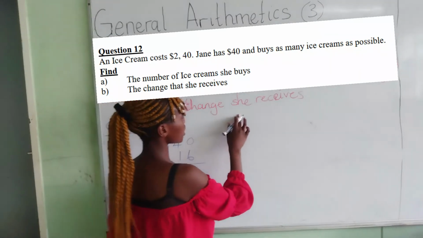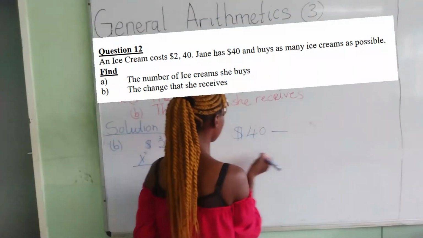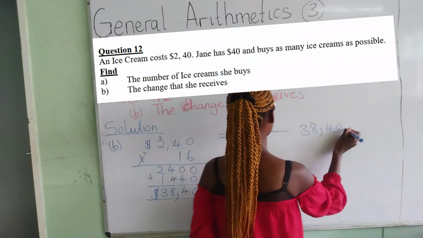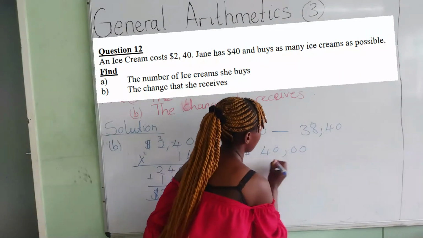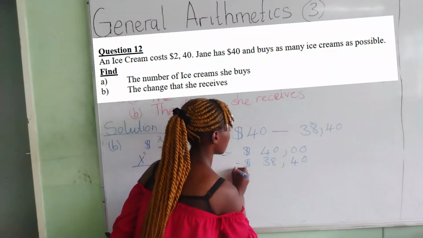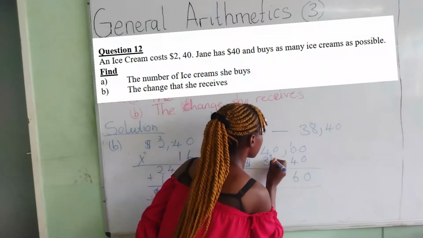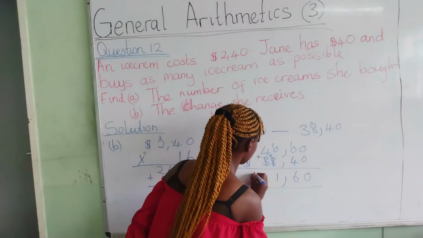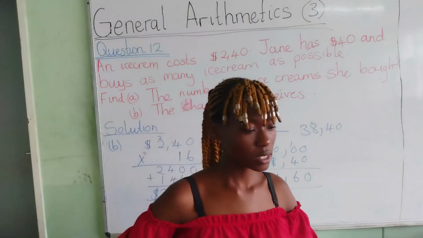So for us to obtain the change she receives, you're going to say $40 minus $38.40. Okay, let me just write it here. You get 0, 6, 9 here, 4 here. So the change was $1.60. Okay, that's it for question 12.